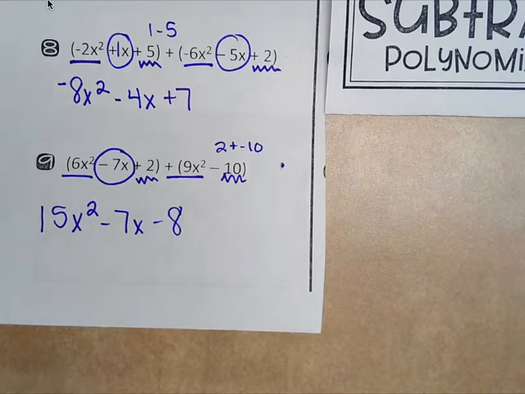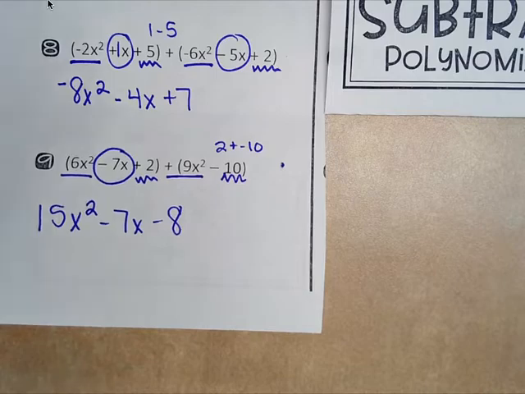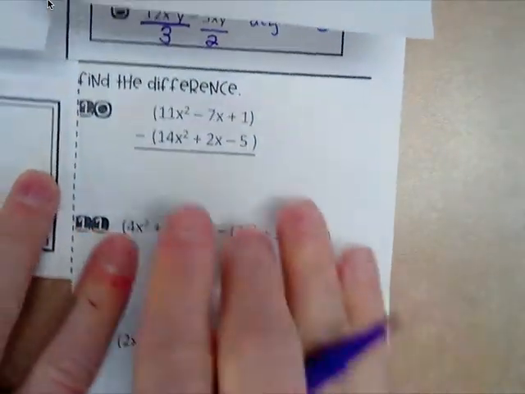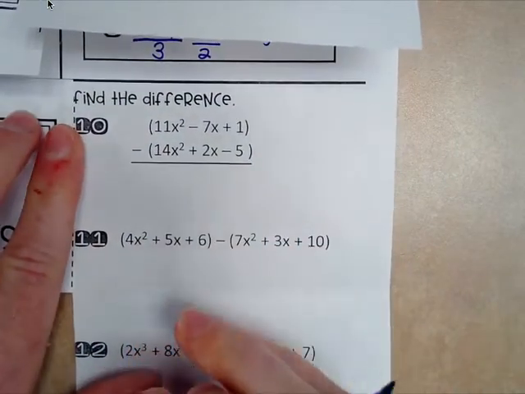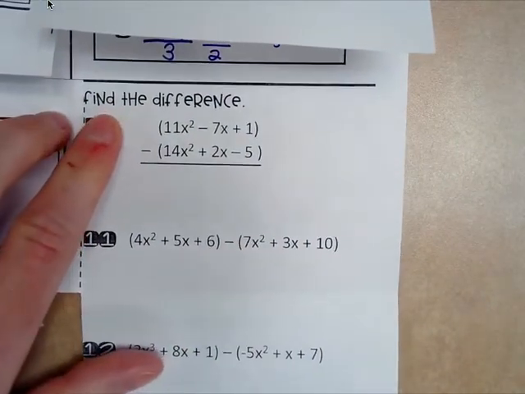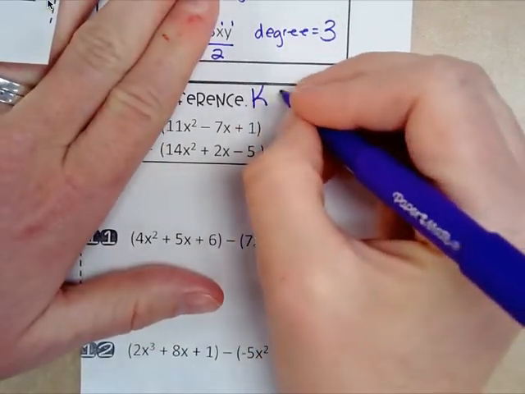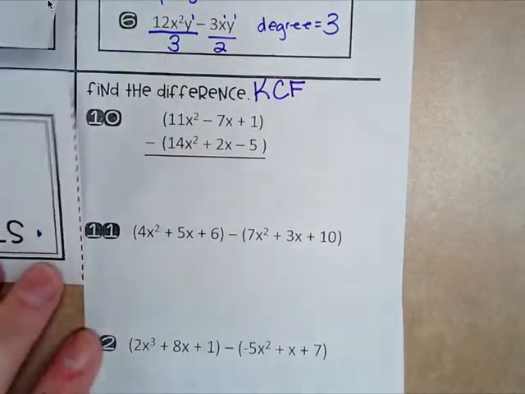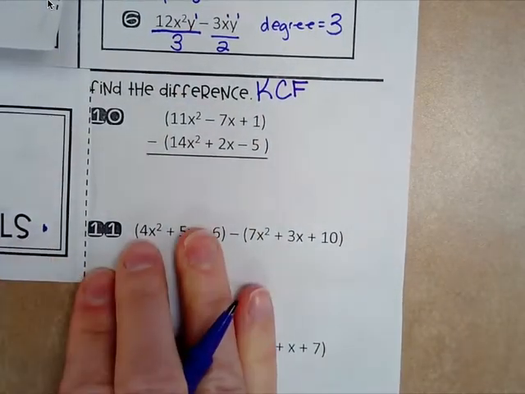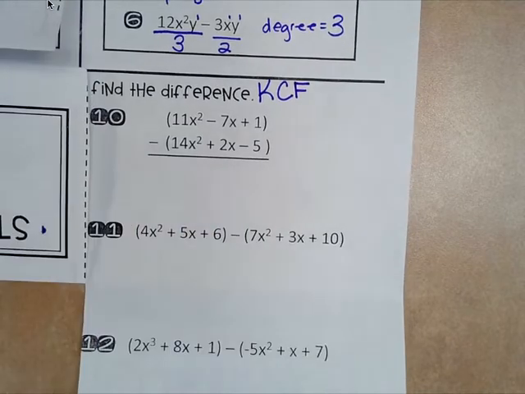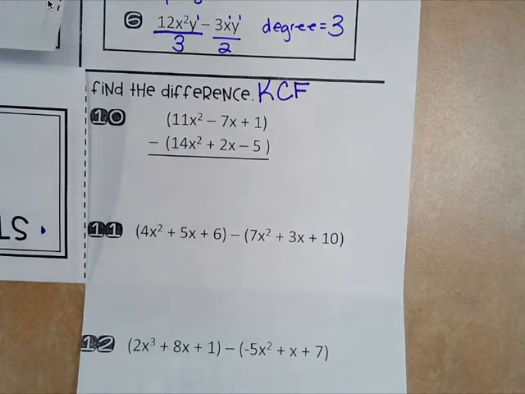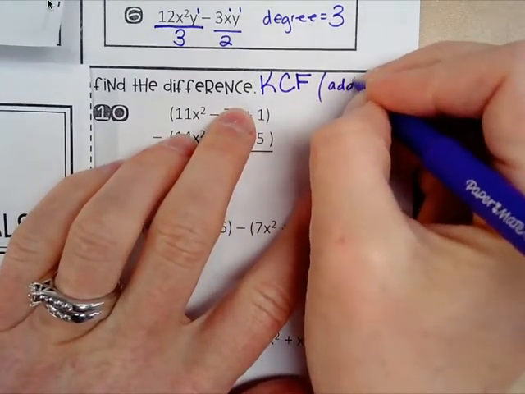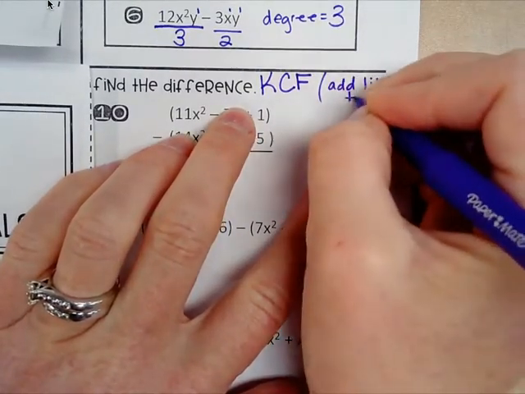All right, subtracting polynomials is up next. All right, we're going to do the same thing. Add your like terms. The only thing that's different is that we're going to do the keep, change. What do y'all do? Keep, change, flip. Because we're doing subtraction. Something minus something else. We're going to change it to plus something by doing keep, change, flip. And then we're going to add like terms, same way.